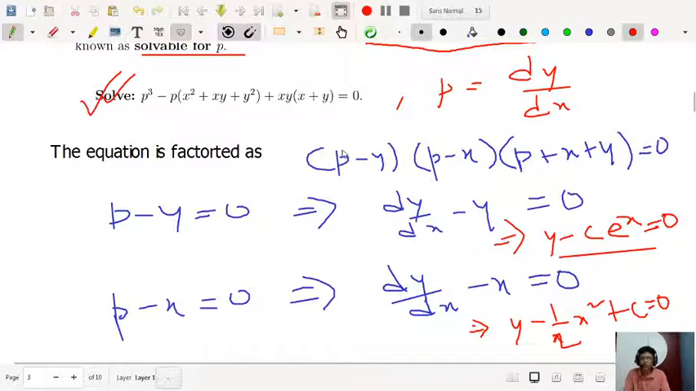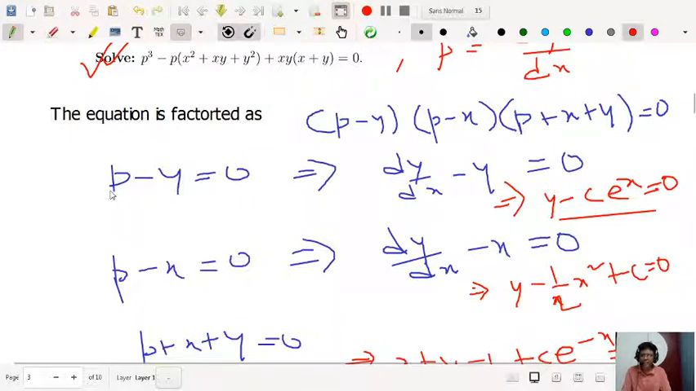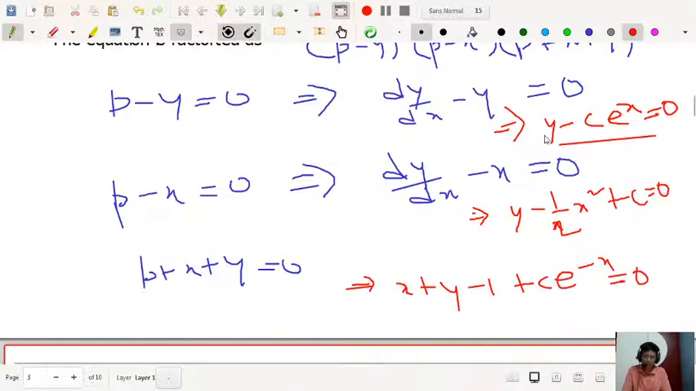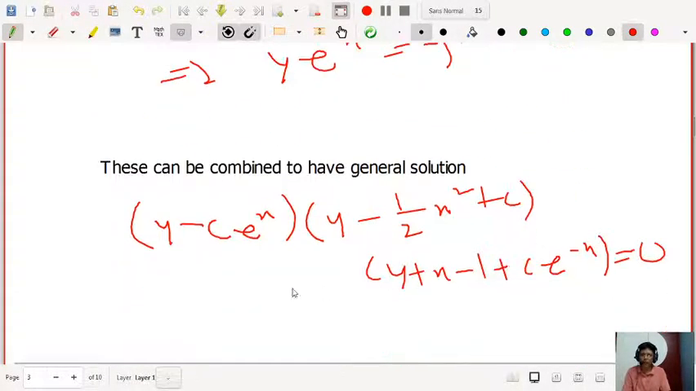Let me explain once again. Your p is your dy/dx. First of all, you try to factorize the equation or do any algebraic manipulation so that you have linear factors. In this case, you have 3 linear factors. Equating each of the linear factors separately to 0 will produce linear differential equations. By solving each of the linear equations, you will get a general solution in each case, and the combined general solution is given by the product of these general solutions.